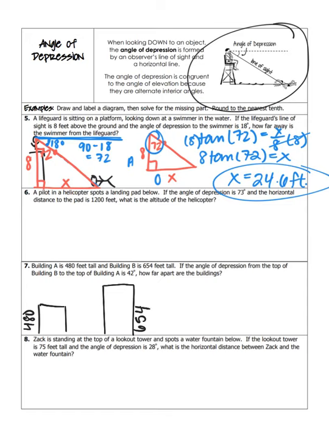So then it says, and I'm going to do this in another color, the angle of depression from the top of building B to the top of building A is 42 degrees. Let me label these. A, B. Angle of depression from the top of B to the top of A. So remember, angle of depression is going to be outside. So this is 42 degrees. I want to know how far apart are the buildings.